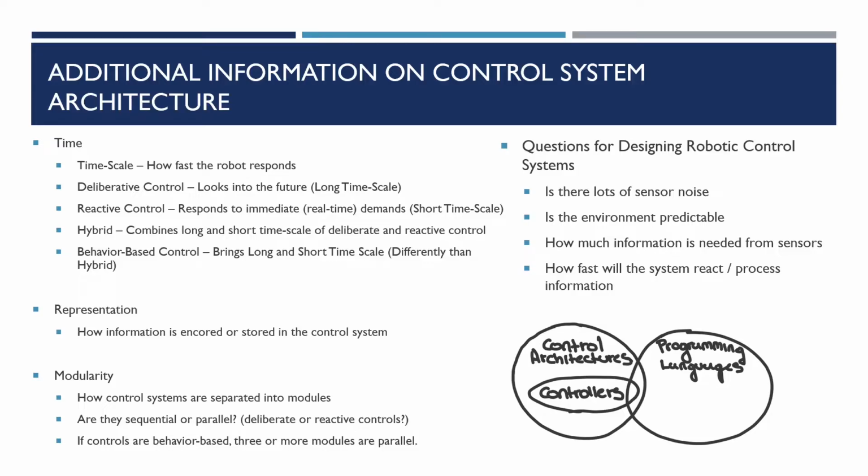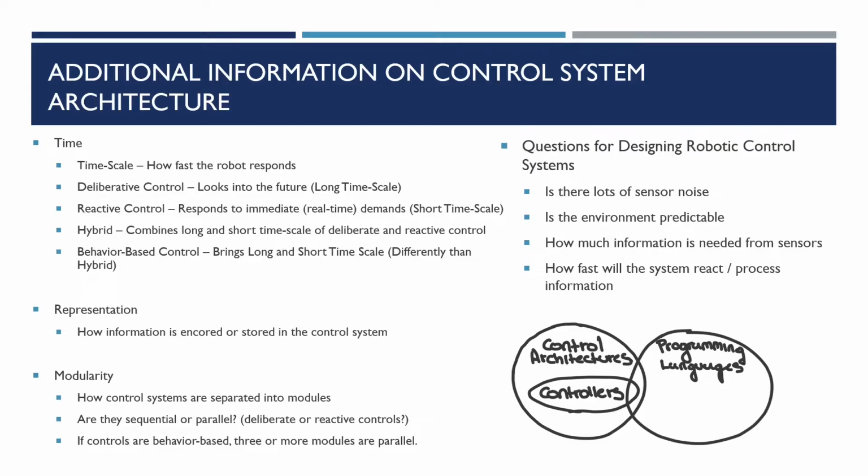It really has to do with how it just computes the data. So representation: how information is encoded or stored in the control system. It's how it deals with it internally, essentially. Modularity: how the control system is separated into modules, and are they sequential or parallel? Basically, how many things can react at the same time?